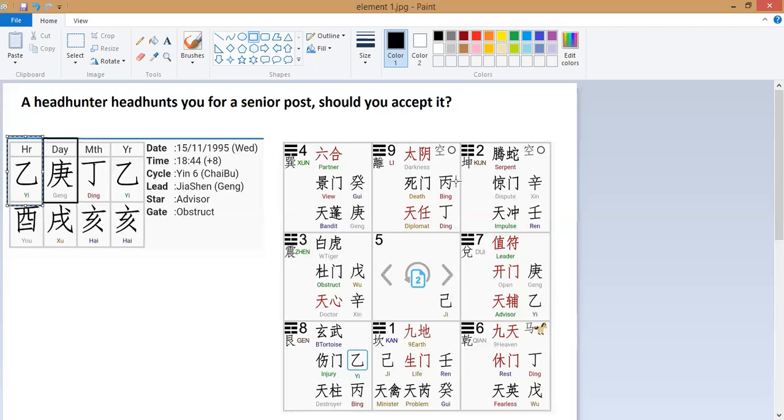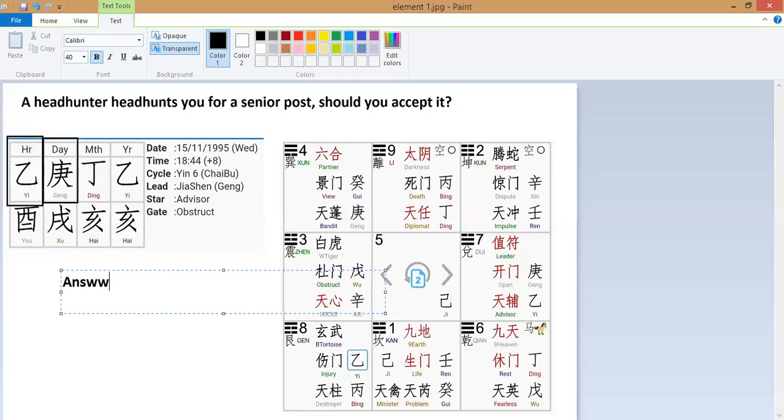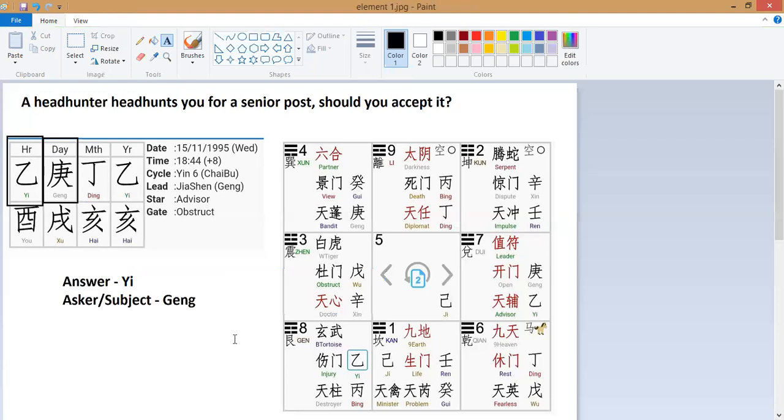whichever is in the 9 boxes over here and see where it is located. After locating the box itself, then we know what information is provided in that particular box. So this is the E, which is also called the answer, YI. Then we have the asker, who is also the subject. The subject is actually yourself. We call it Geng, G-E-N-G, pronounced as Geng.